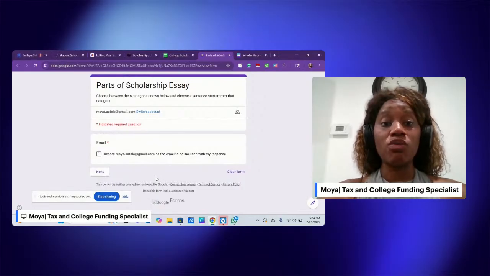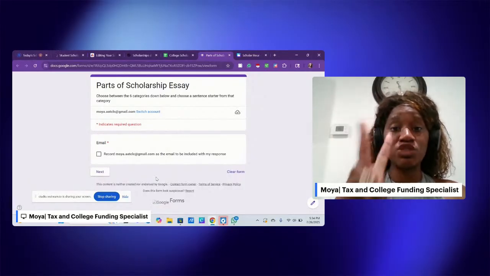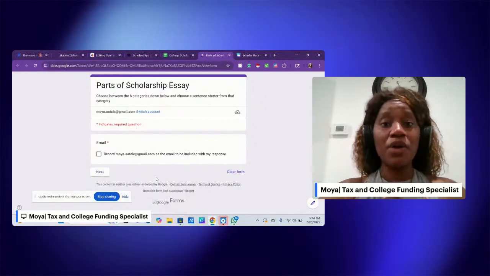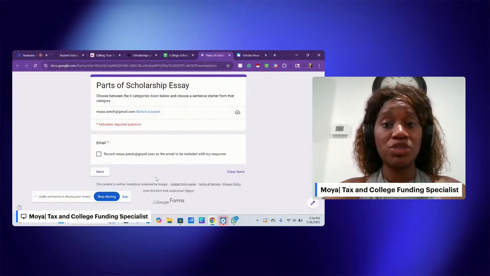For those of you that already do scholar hour, then you already know, you make the decision, because we practice the 3-2-1 method. If you've already worked with me, you already have your 3-2-1. And what that is, is the different types of scholarships that you're applying for every day.